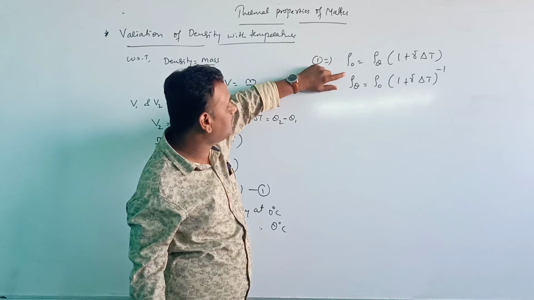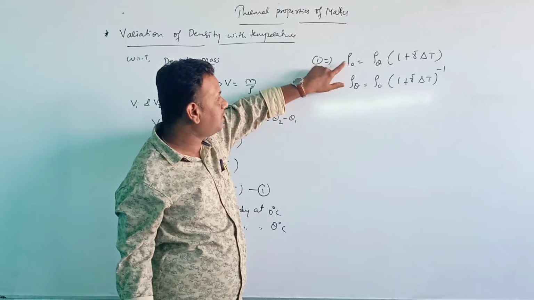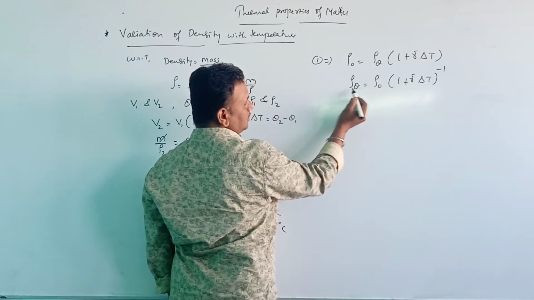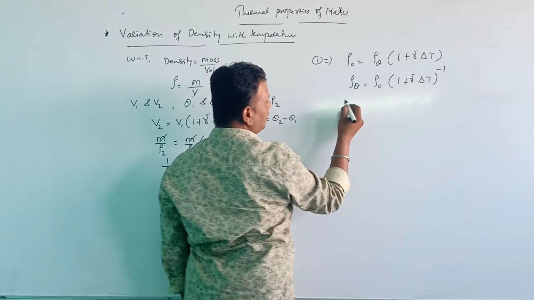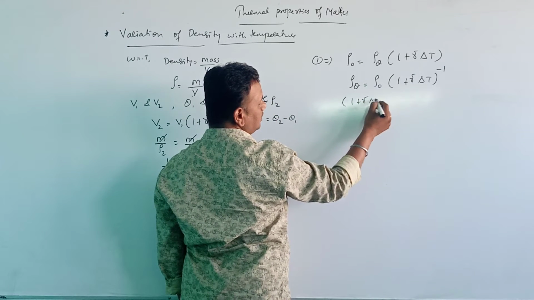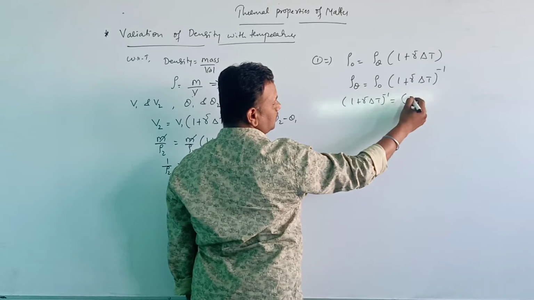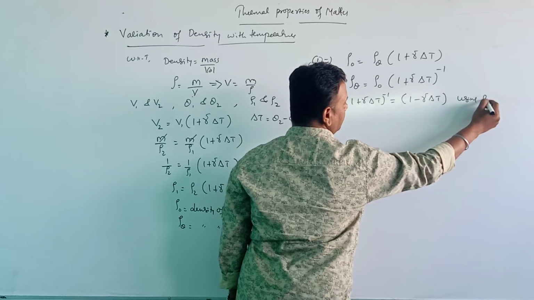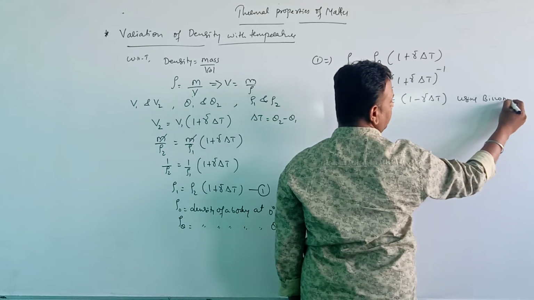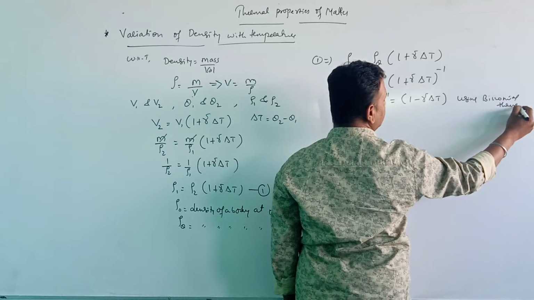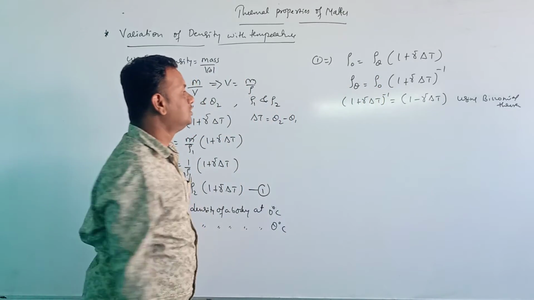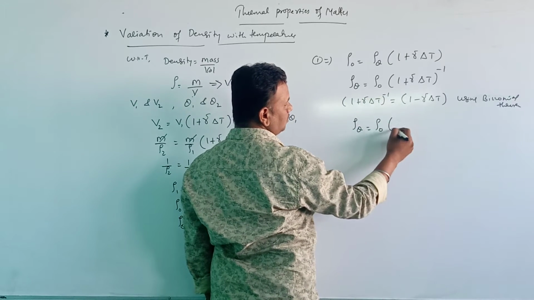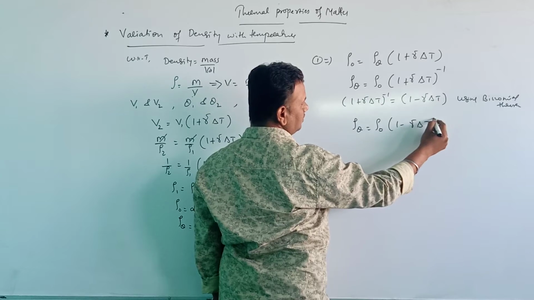What happens here: the numerator goes to the denominator and the denominator goes to the numerator, so the power minus 1 comes. Therefore 1 plus gamma delta T to the power of minus 1 can be written as 1 minus gamma delta T using the binomial theorem. So this relation becomes rho theta is equal to rho naught into 1 minus gamma delta T.